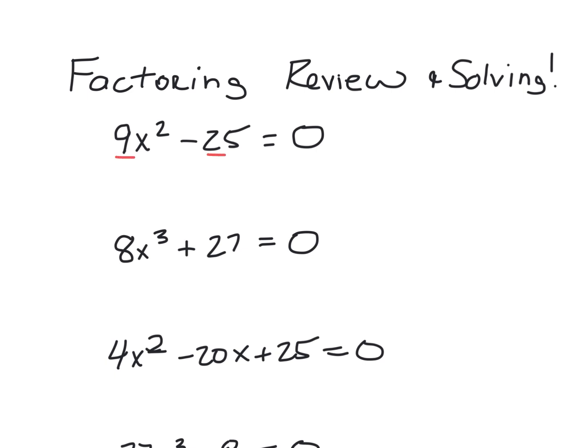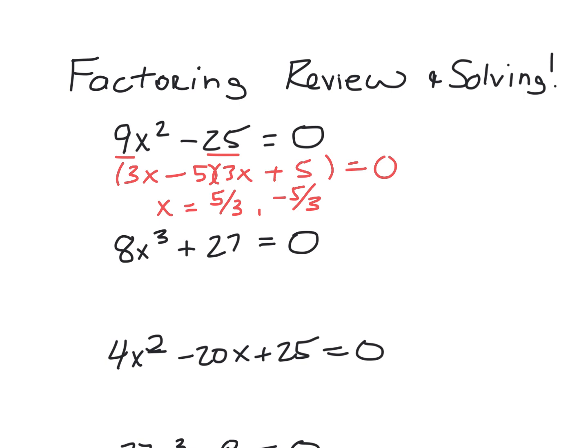These are both perfect squares. Difference, it's going to be 3x and 3x, 5 and 5. Difference of squares, different signs. And then taking it a step farther, if you're going to solve this, you set each of these equal to 0, and those would be your two solutions.